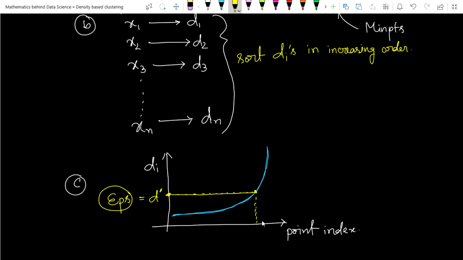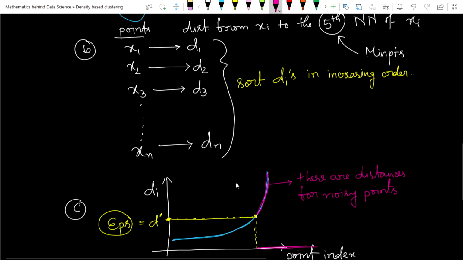So what does this mean? After this point, these largest distances are the distances for the noise points. These points are the noise points. This is the simple technique we use to find the right epsilon.